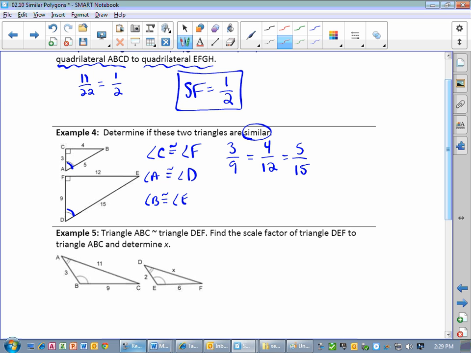So 3 divided by 9, we put that into our calculator or not, but it reduces to 1/3. 4 divided by 12 reduces to 1/3, and 5 divided by 15, 1/3. So we have congruent angles, proportional sides, and so the triangles are similar. I'll say similar.